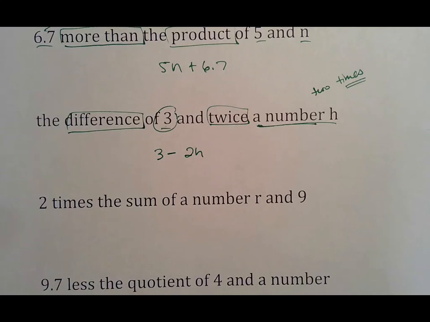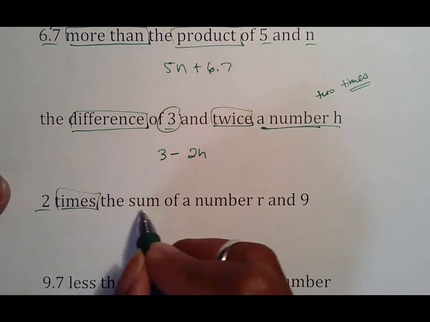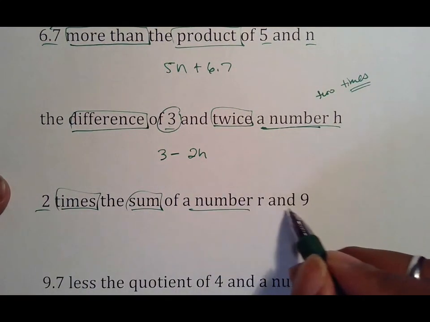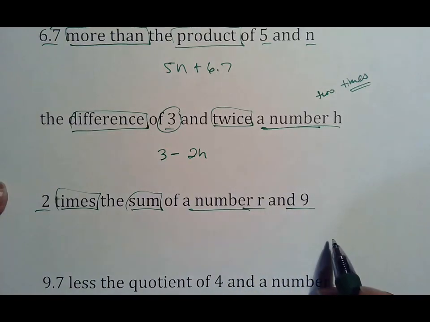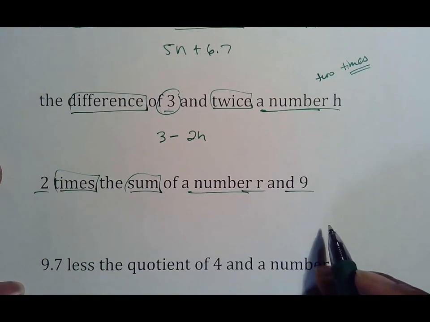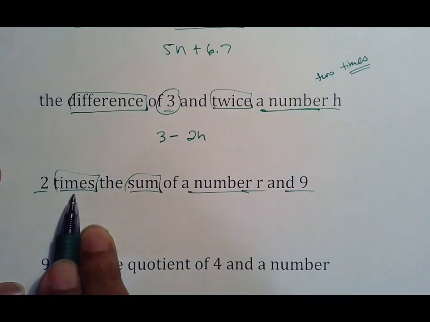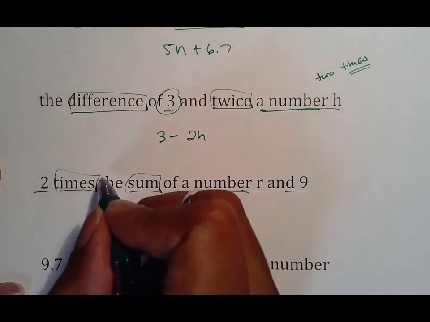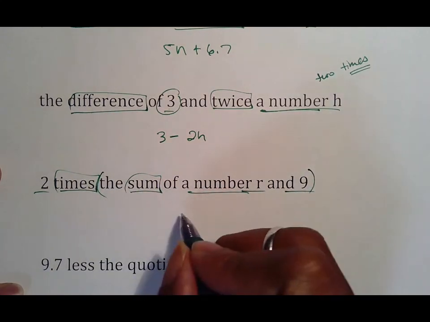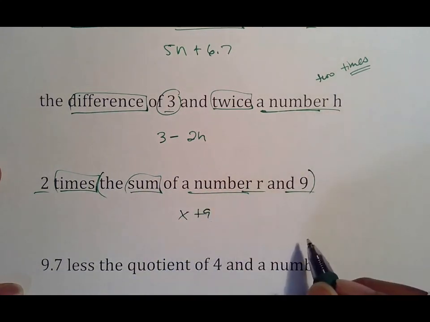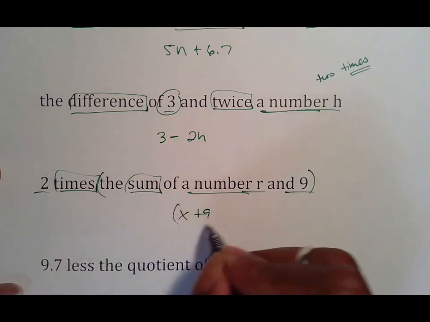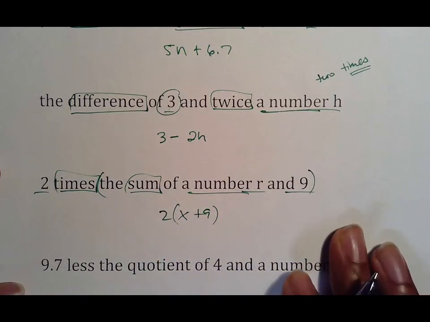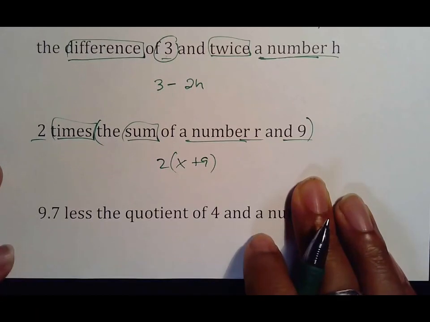Alright? 2 times the sum of a number r and 9, which is actually important. Again, multiplication, give it the option first. 2 times the sum does not make sense to me. So 2 times the sum is not going to be it, but let's look at the sum of a number and 9, which is x plus 9. How do I do 2 times all that? You put parentheses around it, you put a 2 there, and you move.